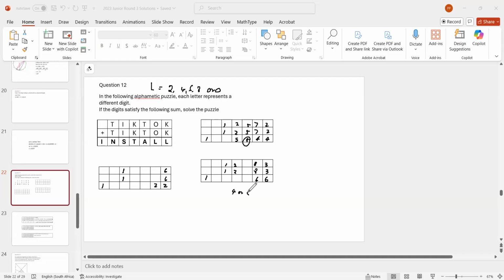4 is not taken. So it's 4 or 5. So you get 8 plus 8 is 16. You carry 1.